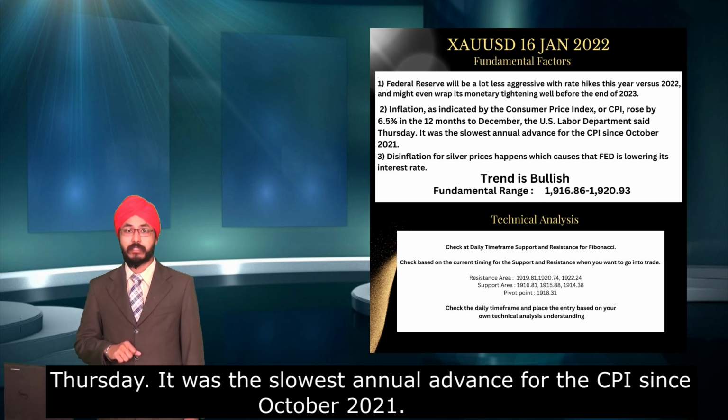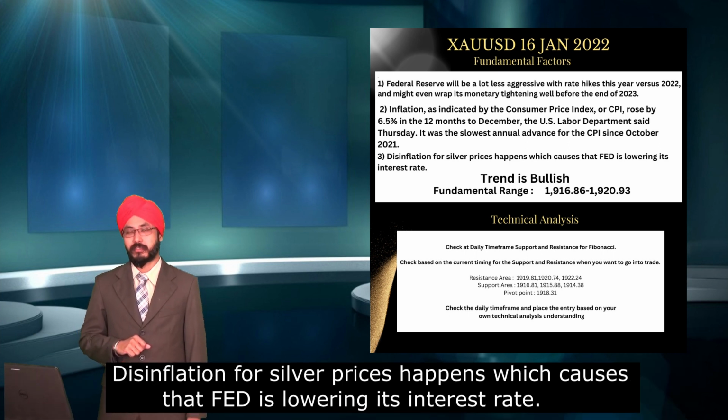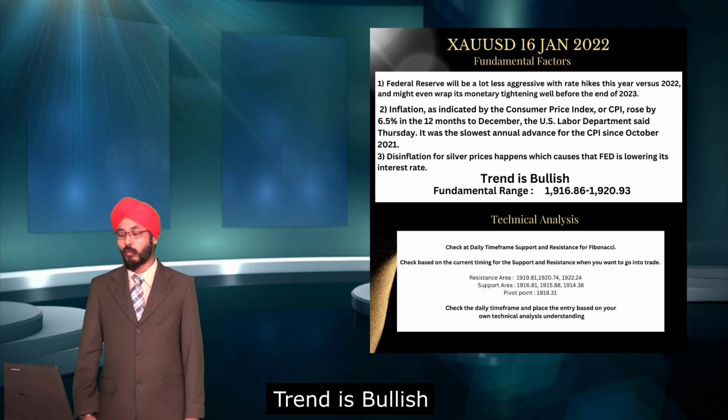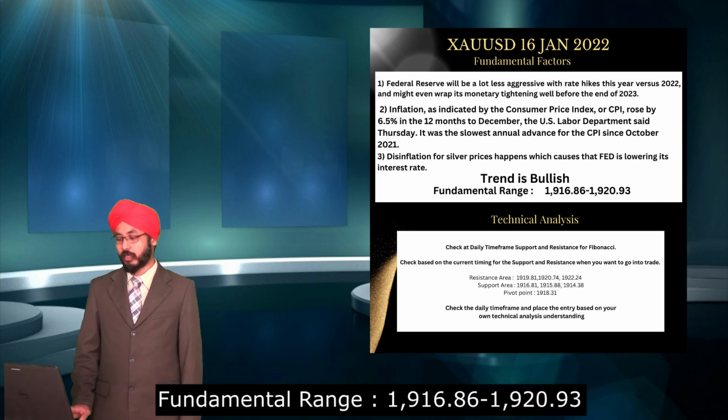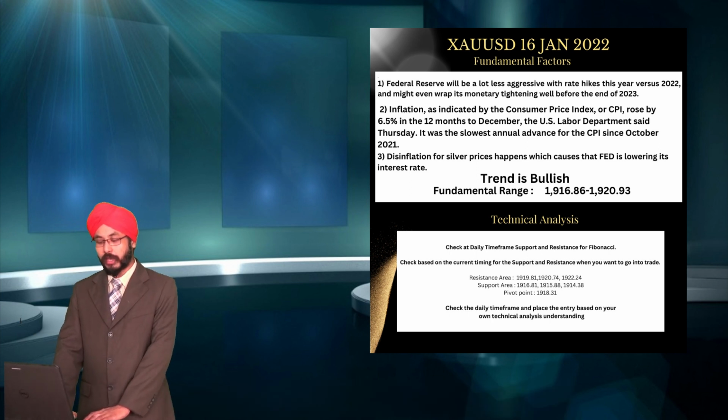Thirdly, as we can see, the disinflation of the silver is happening because the Fed is lowering its interest rate as well. The trend is basically bullish. The fundamental range that we are looking at is between 1916.86 to 1920.23. Moving forward with our technical analysis, first and foremost we will look at investing.com at the daily.